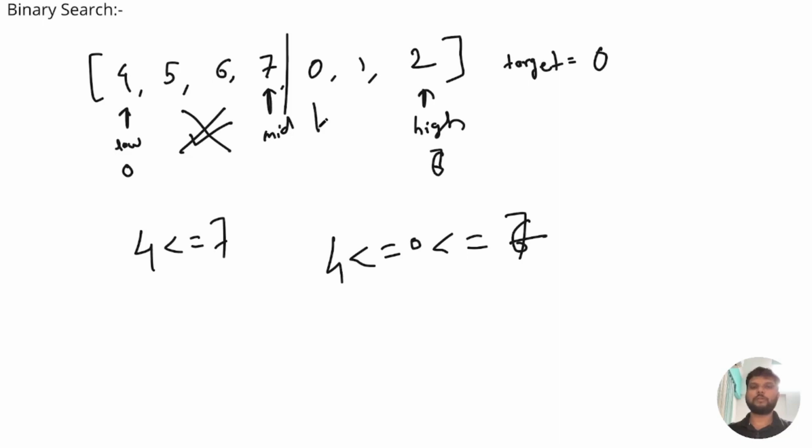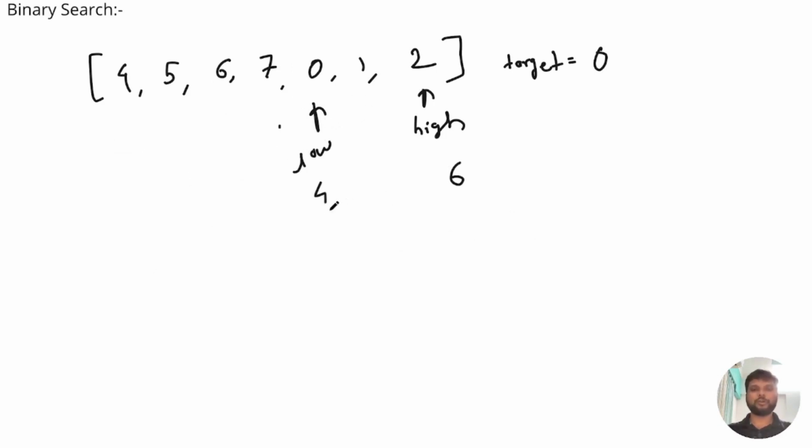Okay, so now our low has come here. Now let's just repeat this process again. So now our low is 4 and high is 6. Okay, what will be the mid? The mid will be 6 plus 4 divided by 2, which is 5. Okay, so this is the mid now.